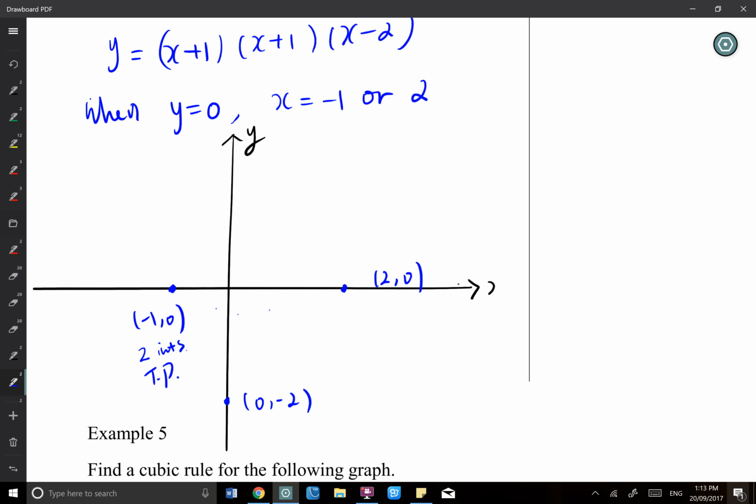If you have an even number of times repeated factor, 2, 4, 6, 8 times repeated, you will have a turning point all the time. That's the turning point.